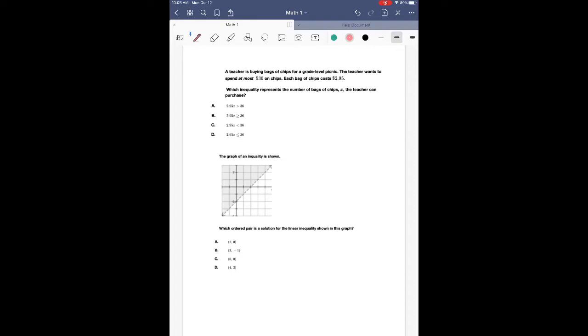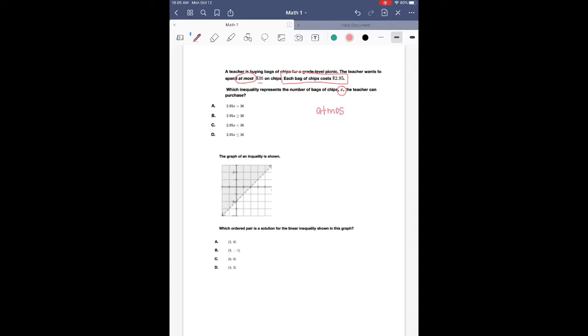All right, for this first example, it says a teacher is buying bags of chips for a grade level picnic. The teacher wants to spend at most, so the key phrase is at most $36. Now, each bag of chips costs a total of $2.95, and it says that the number of bags of chips is x.